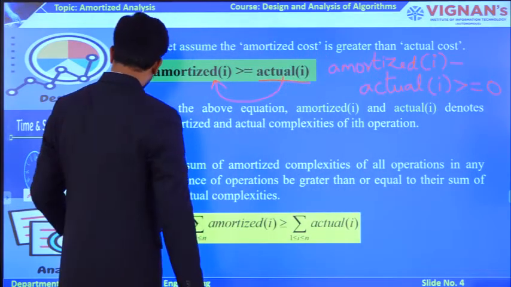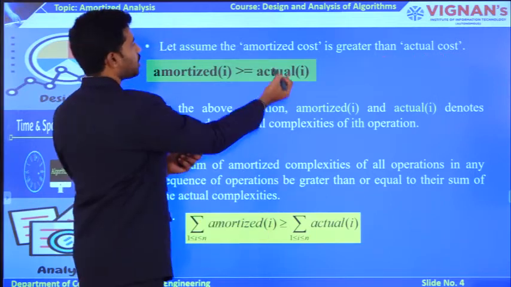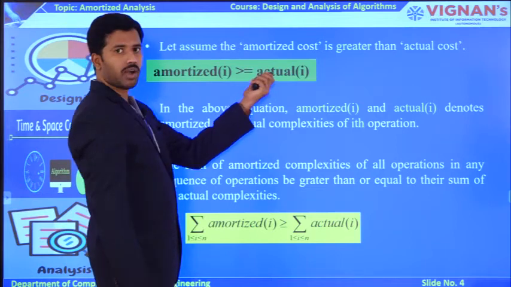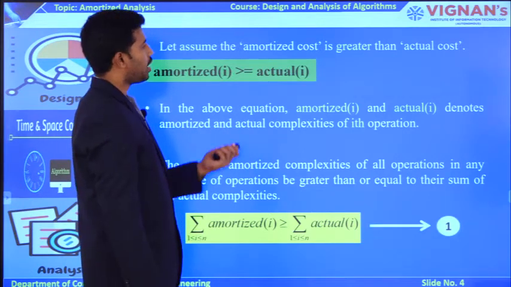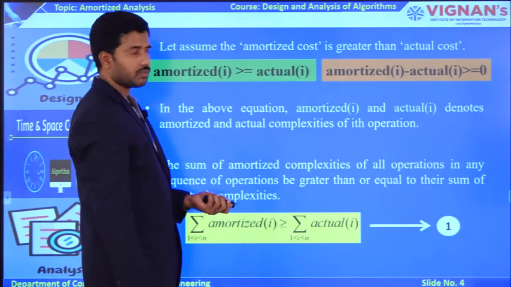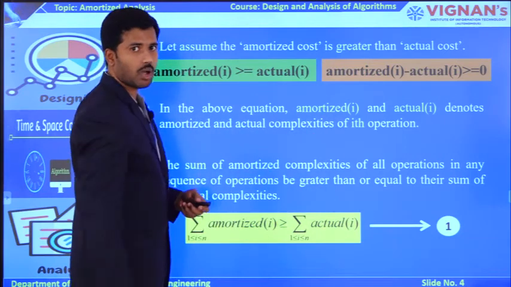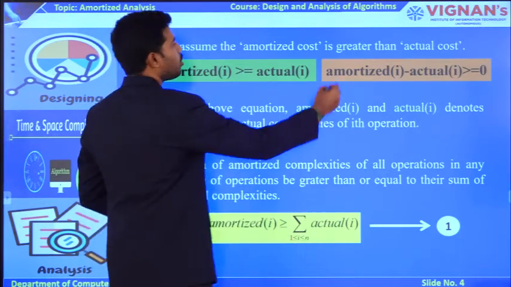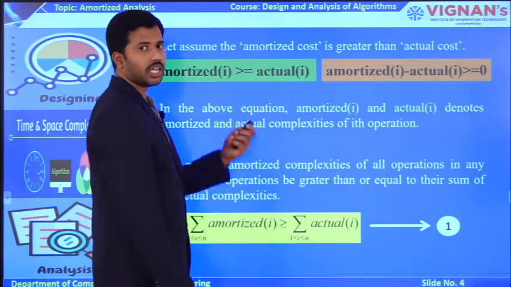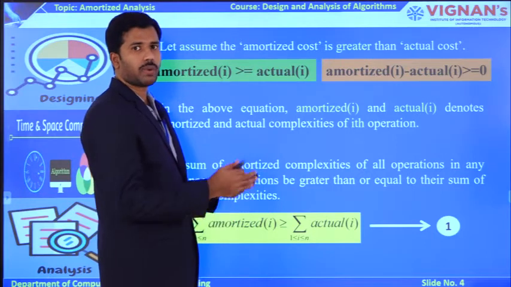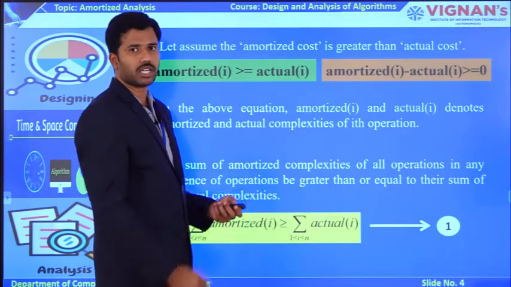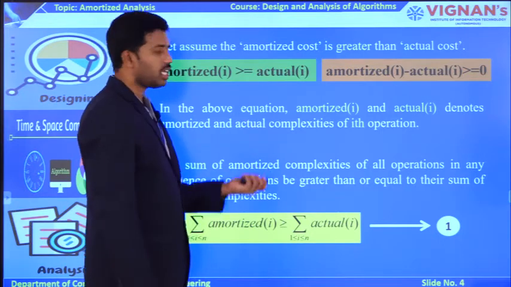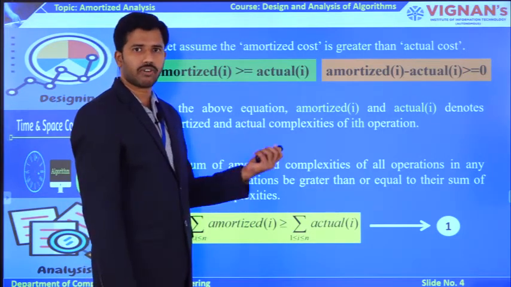Okay. So you convert this RHS part to LHS, so that at LHS the actual of I becomes a negative value like this. So amortized of I minus actual of I is greater than or equal to 0. Try to remember this equation so that you can expand and analyze the remaining mathematical calculations. Okay. Now after having these equations, you need a potential function.